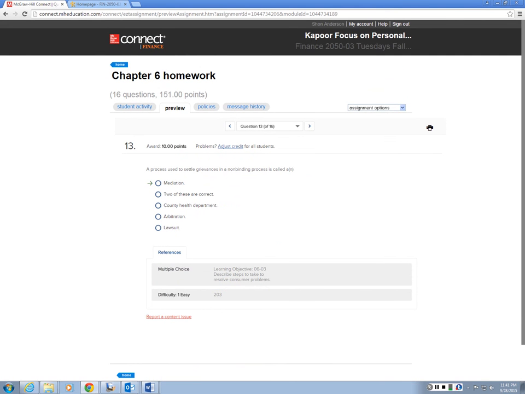13, this is the process used to settle grievances that are non-binding. This is where you argue to a third party, and if you don't like it, you can still go to court. This is mediation. The binding process, which is in an upcoming question, is called arbitration.